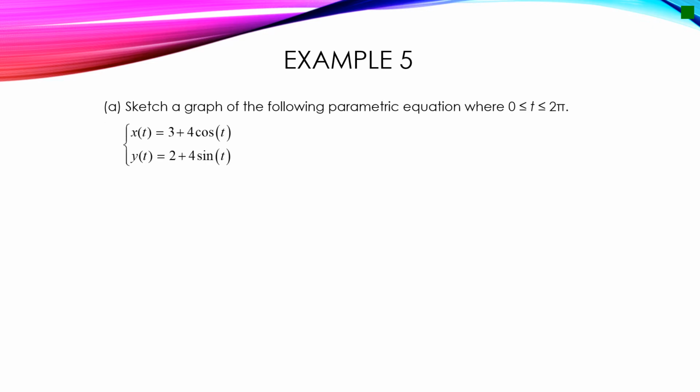The first one says to sketch a graph of the following parametric equation where t is between 0 and 2 pi: x of t is equal to 3 plus 4 times the cosine of t, and y of t is 2 plus 4 times the sine of t.